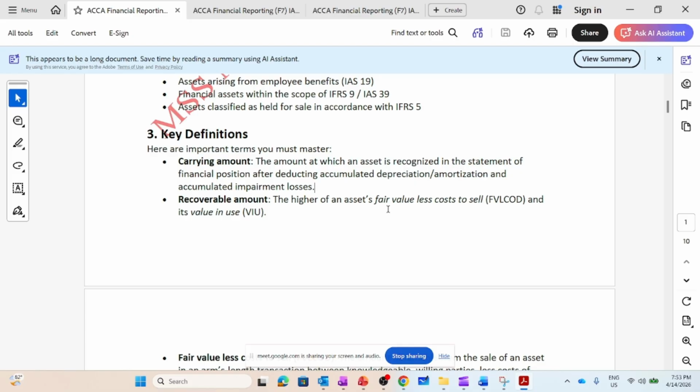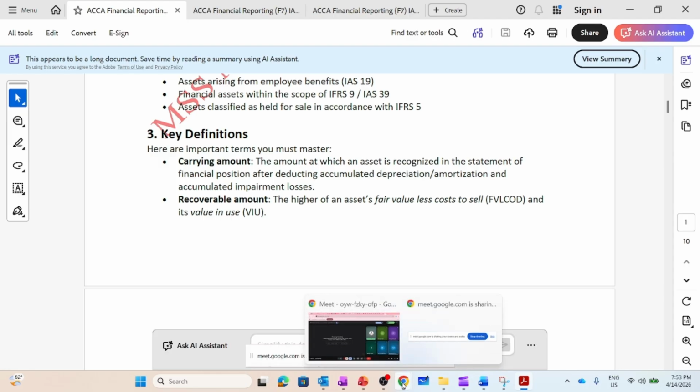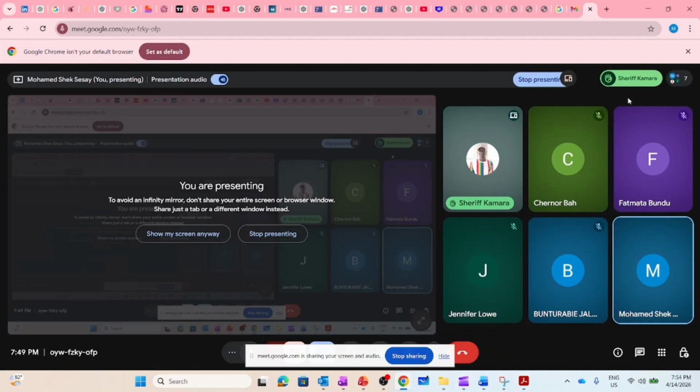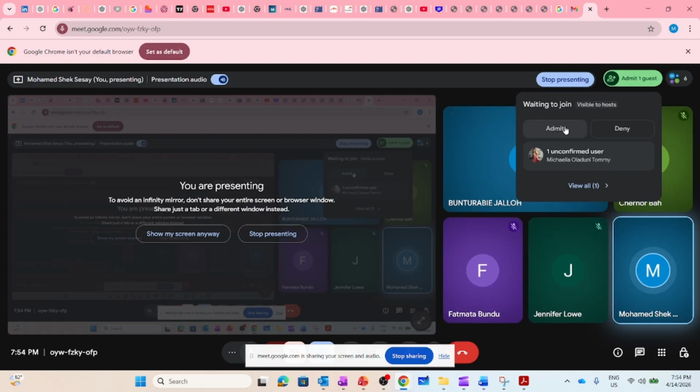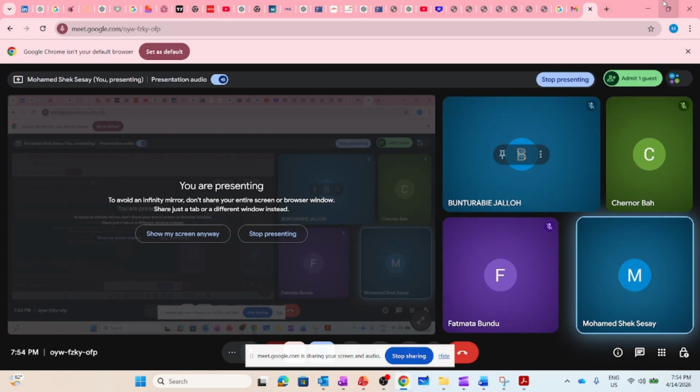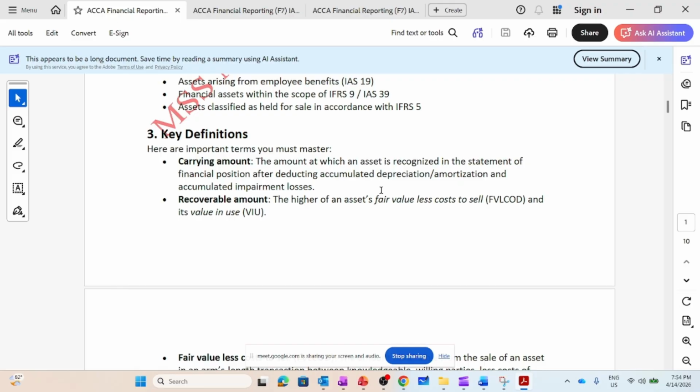If the fair value less cost to sell is greater than the value in use, then we are going to use the fair value less cost to sell. If the value in use is greater than the fair value less cost to sell, then we are going to use the value in use. We are going to use the higher of the two to calculate our recoverable value.